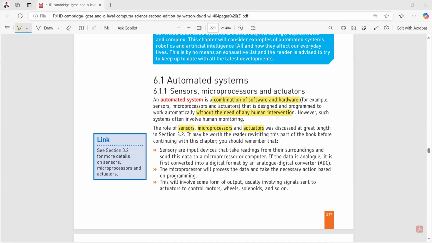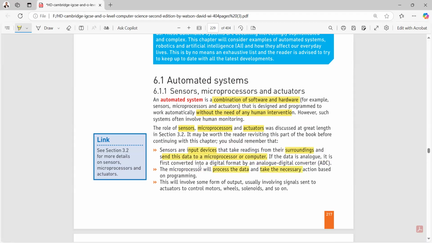Sensors are basically input devices that take readings from your surrounding environment and send the data to a microprocessor or a computer. If the data is in analog form, it is converted into digital form with the help of an analog to digital converter. And what is the use of a microprocessor? A microprocessor is referred to as the brain of the computer, used to process your data and take the necessary actions based on that.